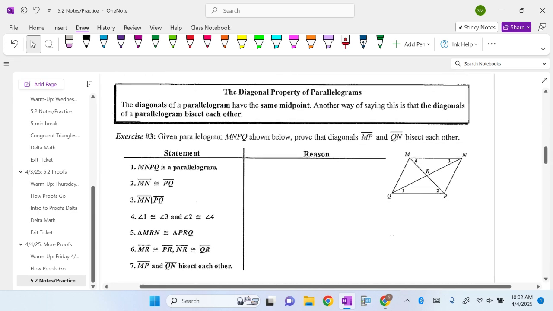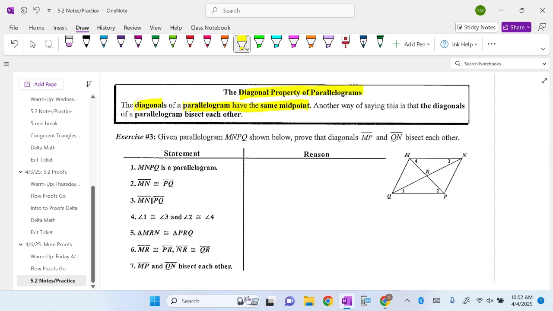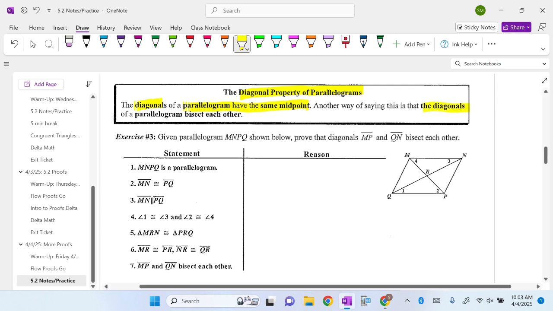Now, the diagonal properties of parallelograms. The diagonals of a parallelogram have the same midpoint. Another way of saying it is the diagonals of a parallelogram bisect each other. So in other words, it cuts them in half.